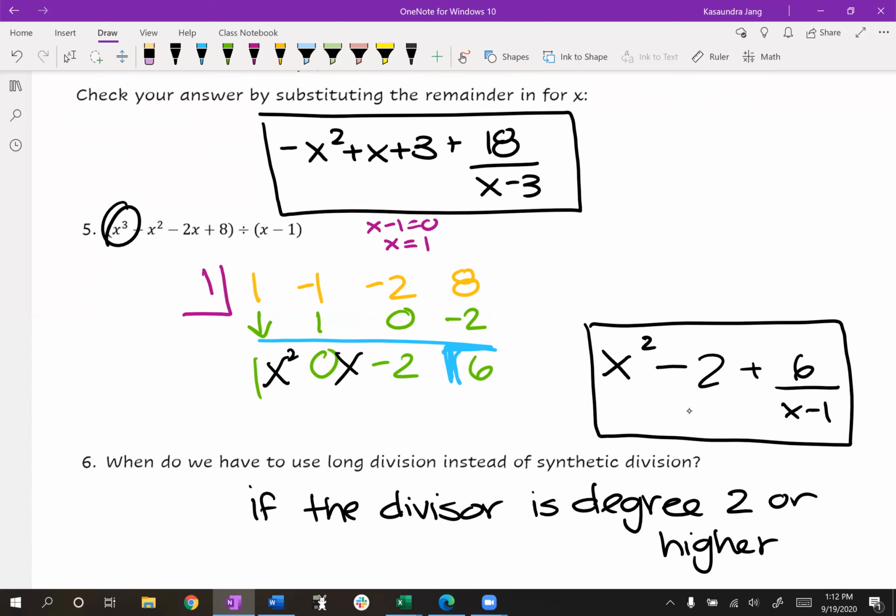So it takes a little while, but you guys got the long division. Okay, and then this one, synthetic division, I would do if you have just a plain x. All right, there we go.